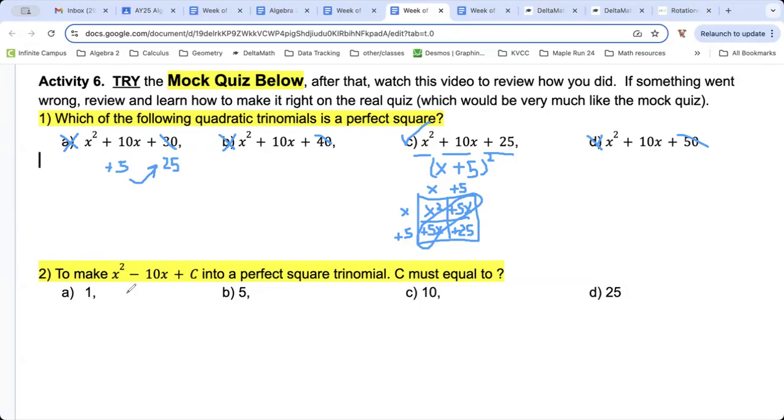Okay, so therefore, let's take a look at the next problem. This one is a quadratic trinomial, and we're asking you what magic number we need so this quadratic trinomial will be a perfect square. It's very similar to the problems we just did, okay? So again, half of this is going to be what? Negative 5. But negative 5, you have to square it, okay? So once you square it, it turns into what?